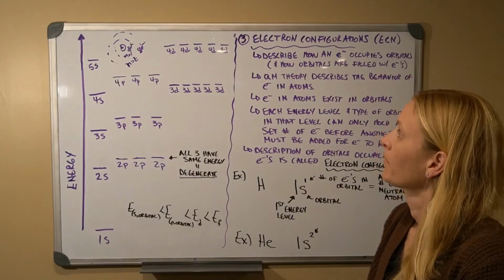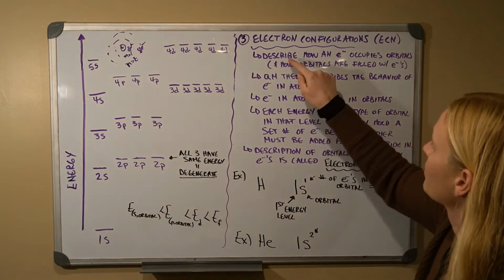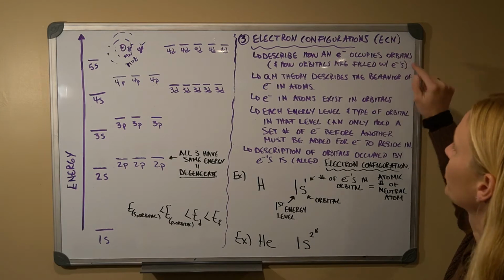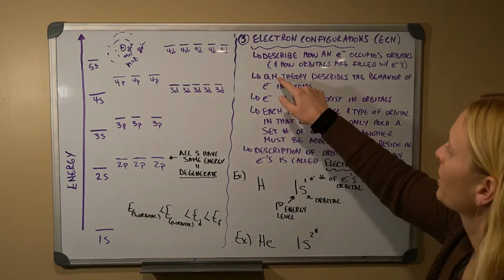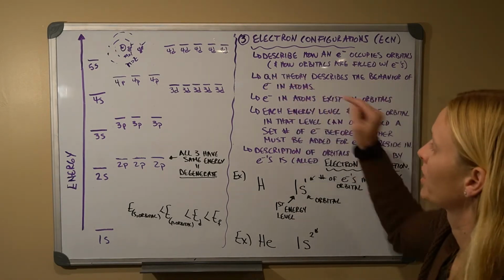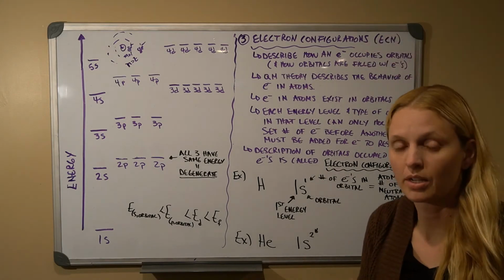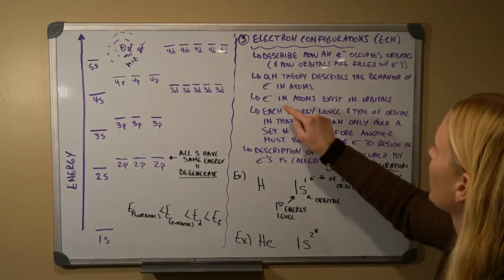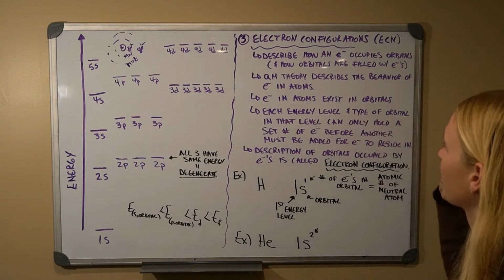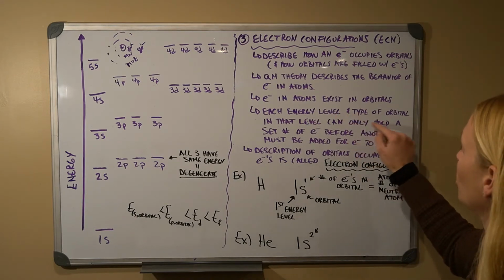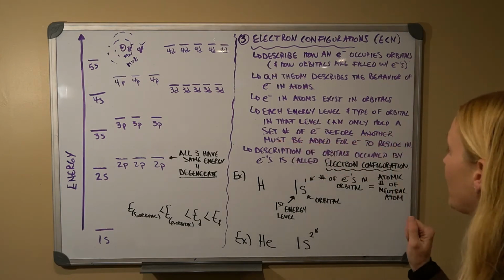Okay, so we use electron configurations, I'll commonly abbreviate ECN there, to describe how an electron occupies orbitals, or how the orbitals are being filled with electrons. Okay, so quantum mechanical theory describes the behavior of electrons in atoms, and this electron configuration is going to describe how the electron occupies the orbitals in an atom. Okay, so electrons in atoms exist in orbitals, right? Each energy level and type of orbital in that level can only hold a set number of electrons before another orbital must be added for the electron to reside in.